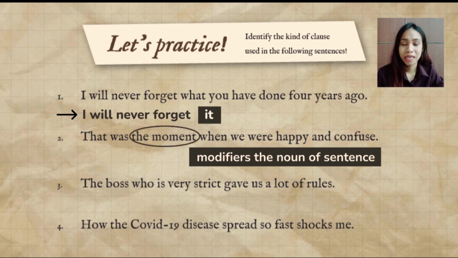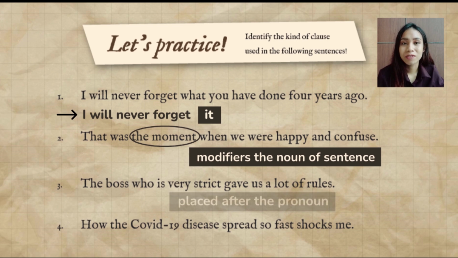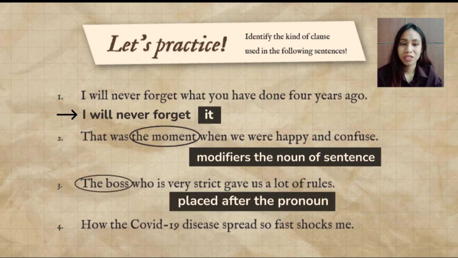Great. Number 3. The boss, who is very strict, gave us a lot of rules. Which one do you think is the clause? And what type of clause is it? Great! Who is very strict, and it is an adjective clause. Why? Because it is placed after the noun, which is the boss. Who is very strict here modifies the noun, so it is called an adjective clause.